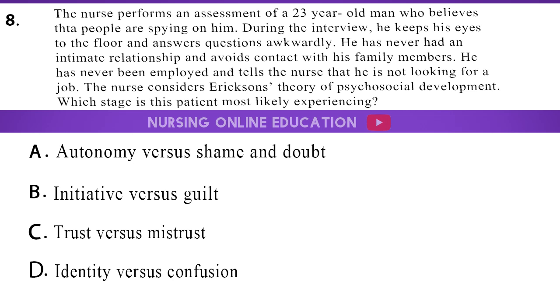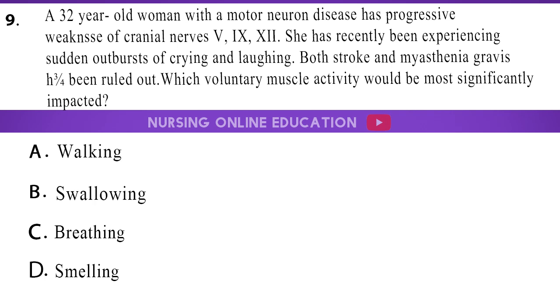A. Autonomy versus shame and doubt. B. Initiative versus guilt. C. Trust versus mistrust. D. Identity versus confusion. The answer is option C. Trust versus mistrust.